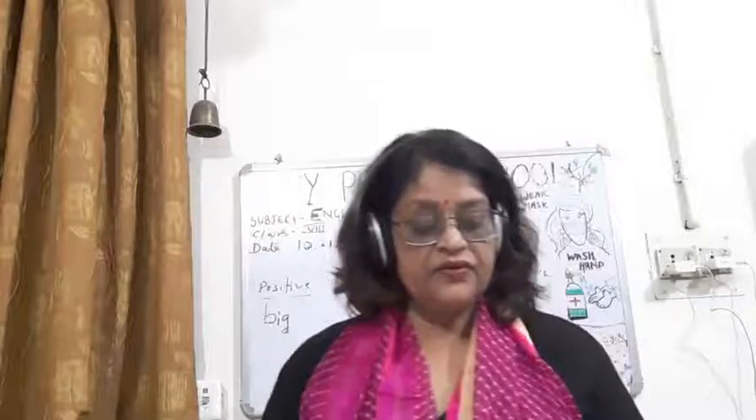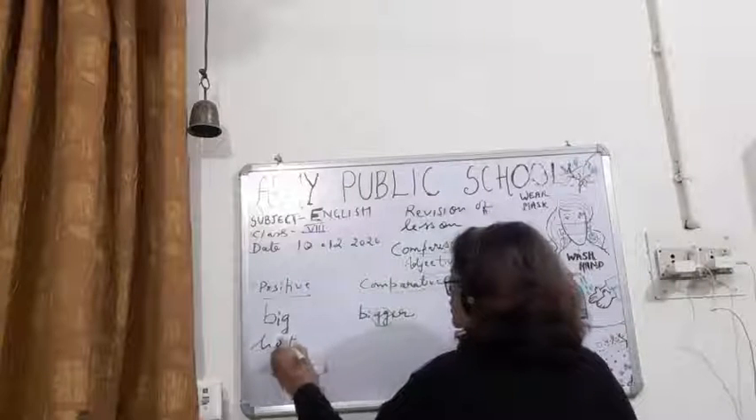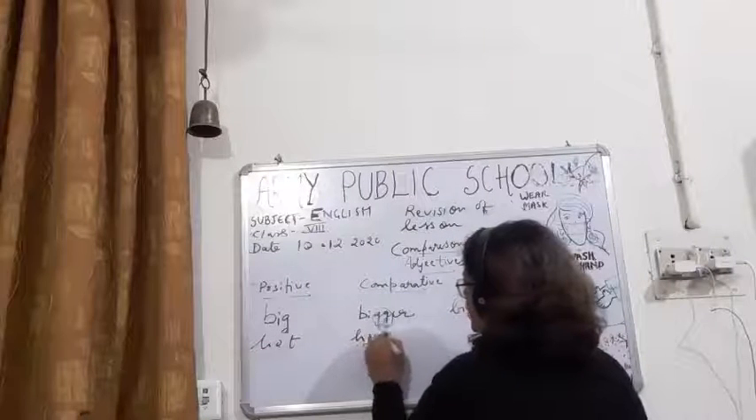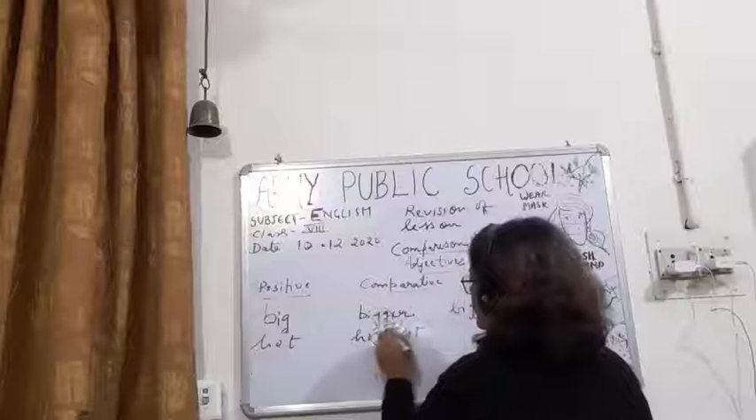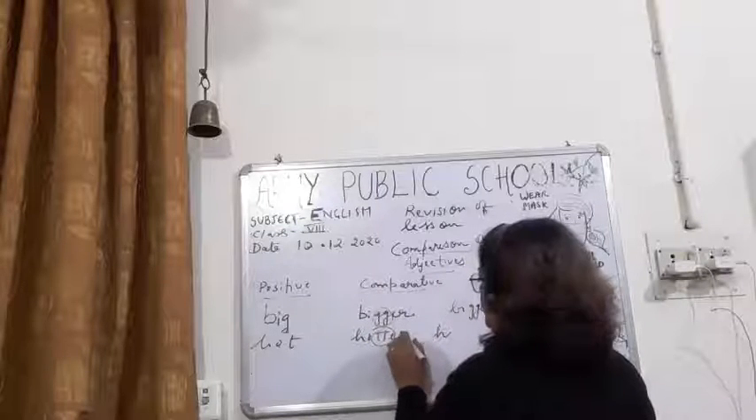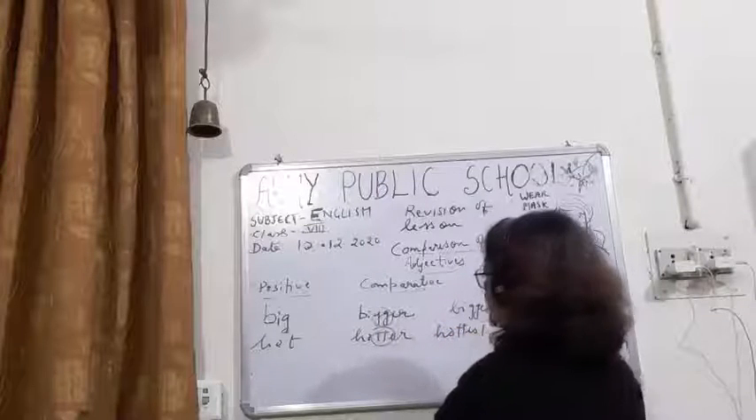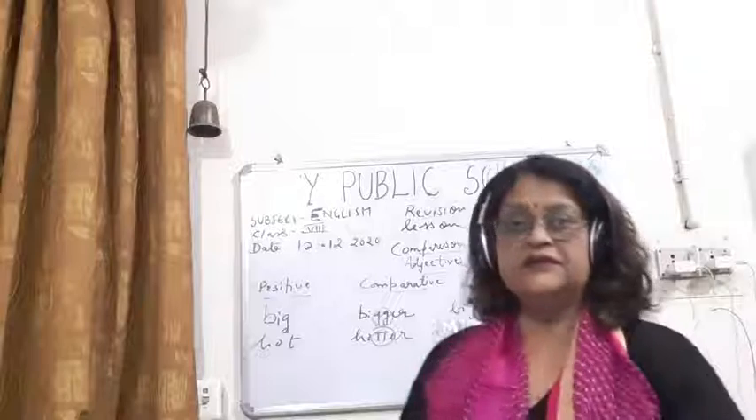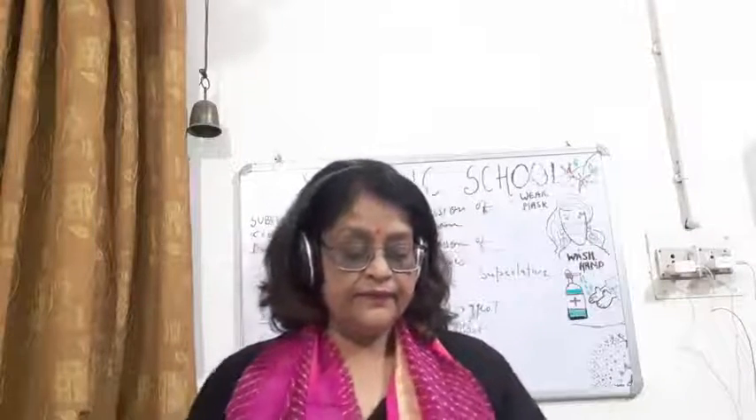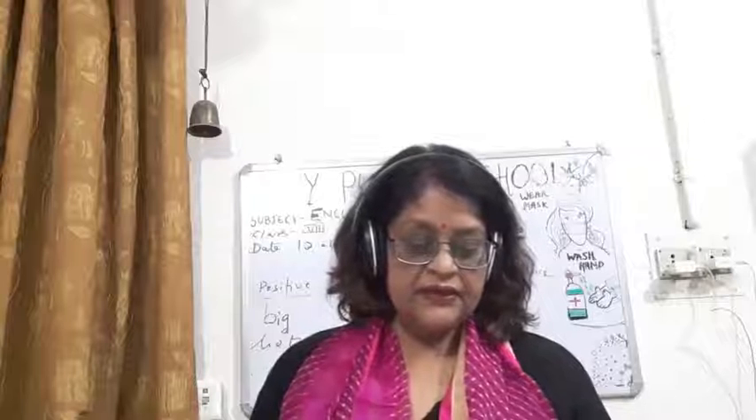Like hot, hotter, hottest. In hot, you can see the vowel is here. Hottest, double T. So here T is doubled. Hot, hotter, hottest.